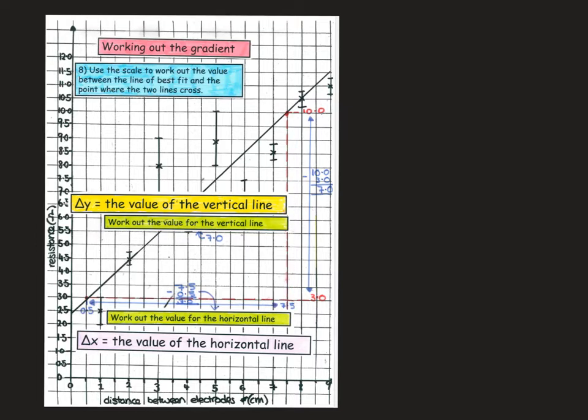We're going to do the same thing for the x-axis. So we need the value of this point here. We go down, read off the value, and that's going to be 0.5 centimetres. And then at the point where they cross over, we take that down, and that's going to be 7.5 centimetres. So we do 7.5 minus 0.5, and that equals 7 centimetres. So this one has a value of 7 ohms, and this one has a value of 7 centimetres. And this 7 centimetres we refer to as delta x, because that's the change in the x-axis value.